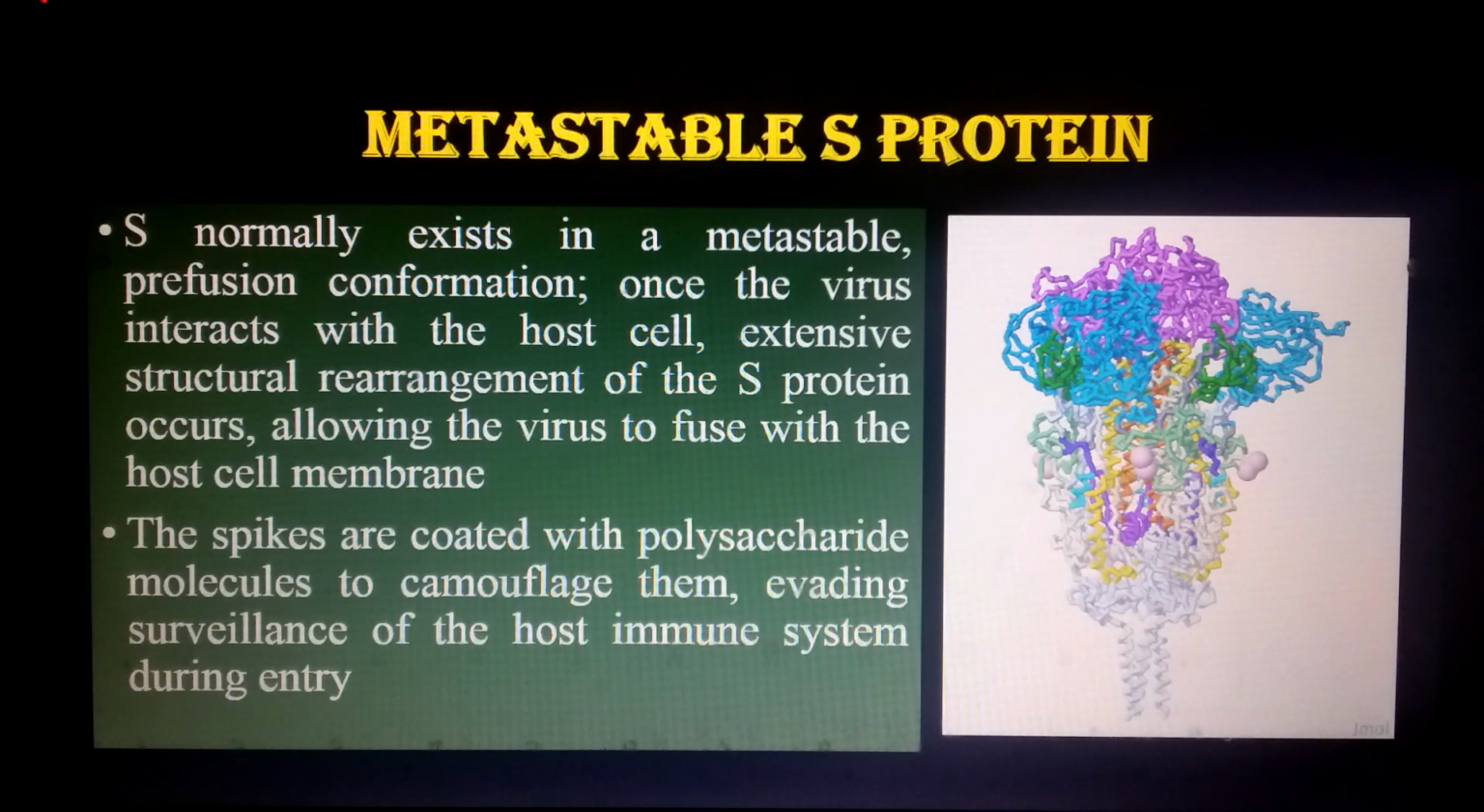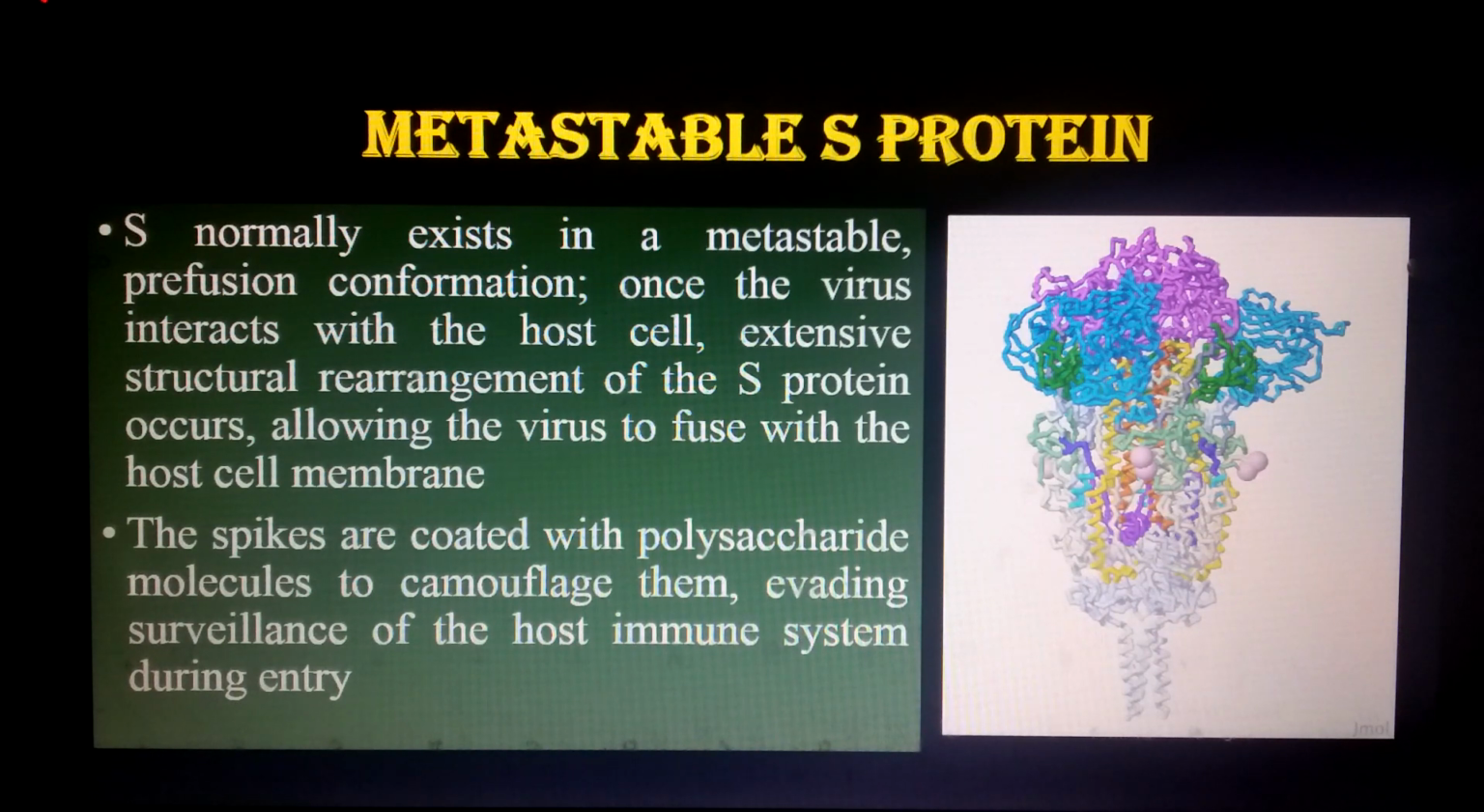The spikes are also coated with polysaccharide molecules, and this polysaccharide coating helps the coronavirus to camouflage and evade the surveillance of the host immune system during entry. Is it clear? It easily enters and camouflages itself with the help of this polysaccharide molecule, which is present as a coat on the spike proteins.